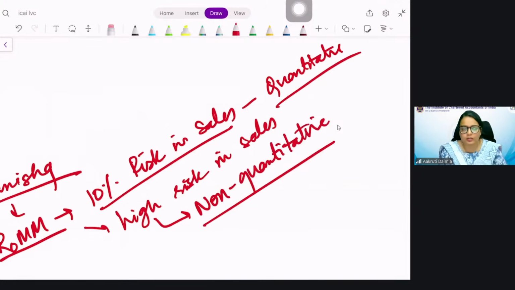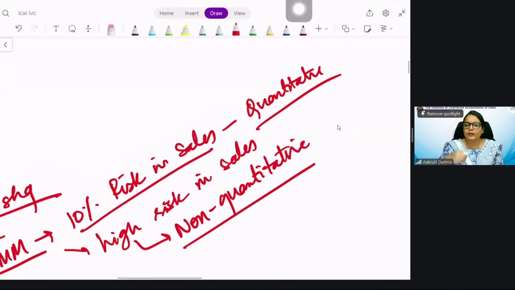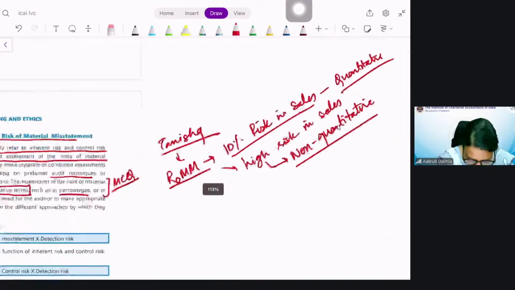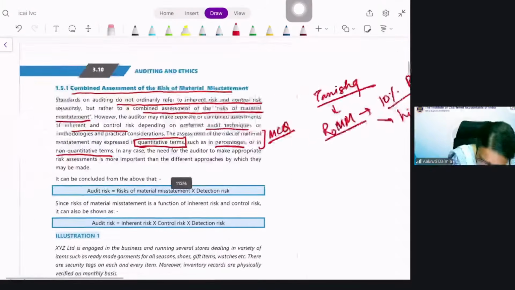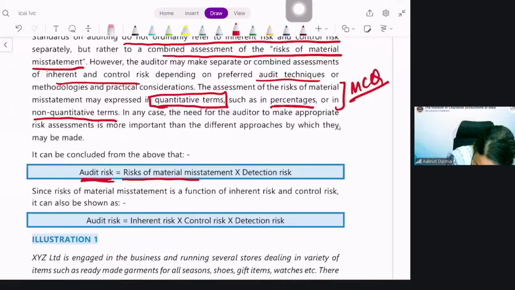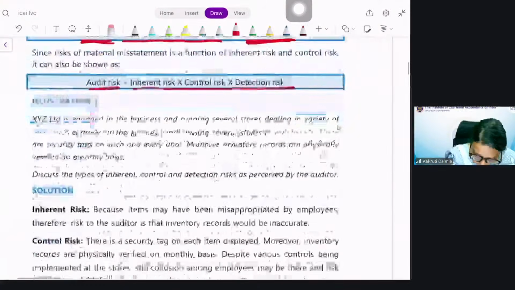So it is your preferred choice that if you want to give risk as non-quantitative like high, mid, moderate, low, or you want to give it as quantity like 50% risk, 60% risk, 10% risk. It depends on you. Okay. So it can be concluded that audit risk is equal to risk of material misstatement and detection risk, and audit risk is equal to inherent risk, control risk and detection risk. Okay.